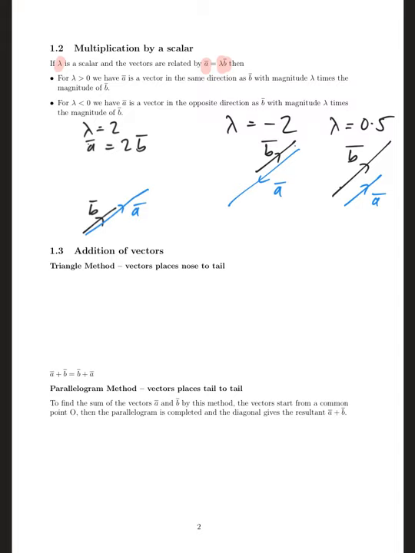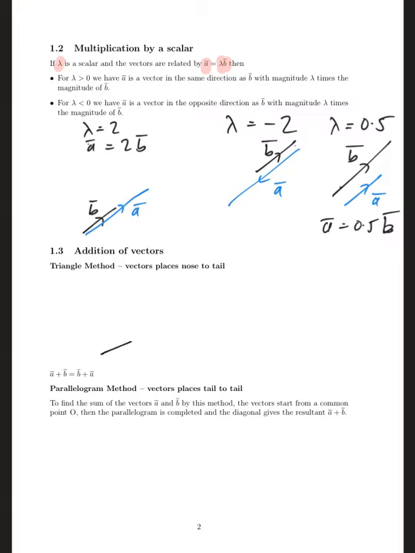Or in this case, A is equal to 0.5 times B. So that's how you multiply a vector by a scalar. I also said that vectors are things that can be added together to give a new vector. And here's how you add them together. Let's say I want to add A and B, two vectors.